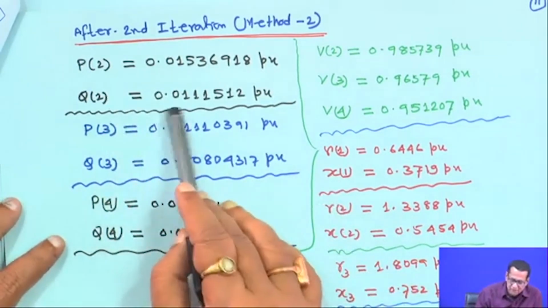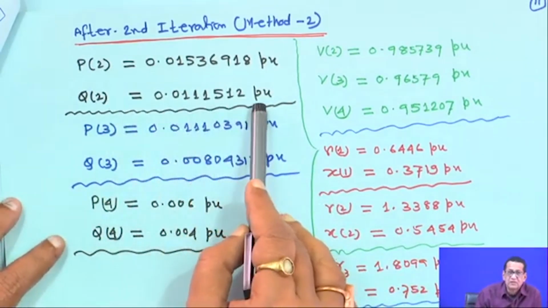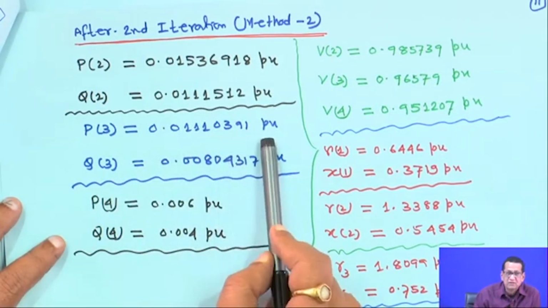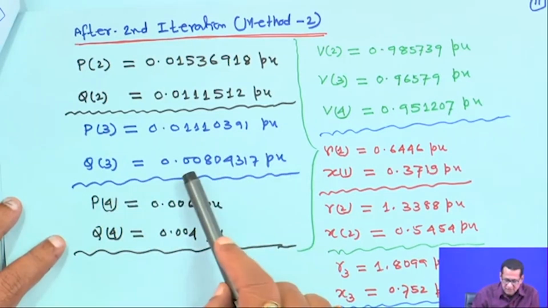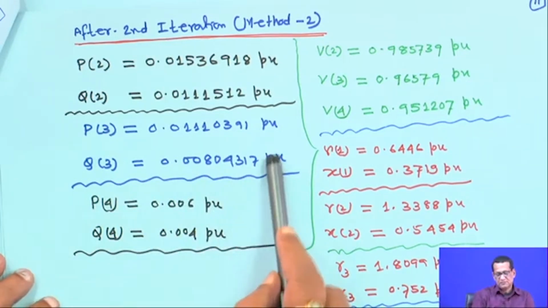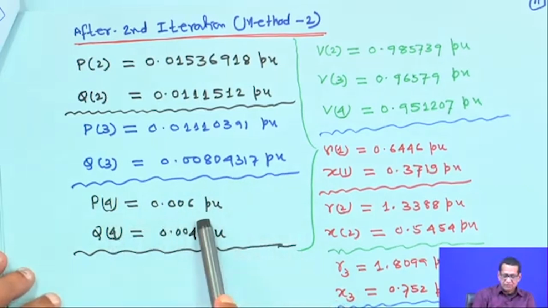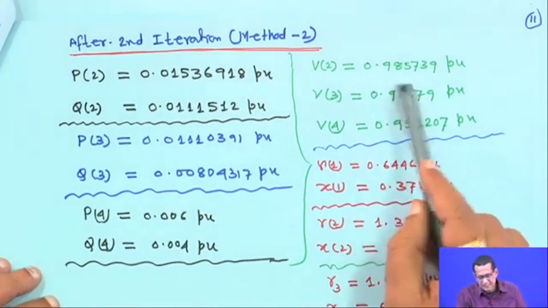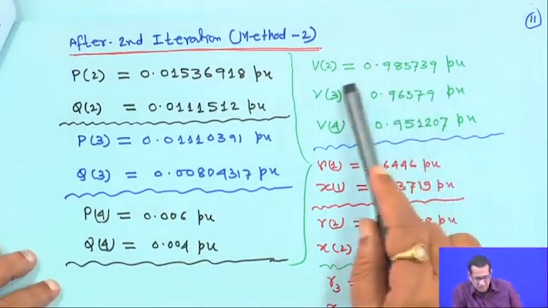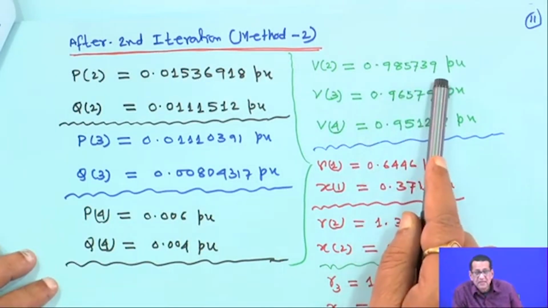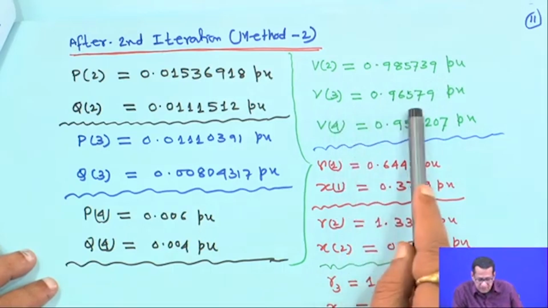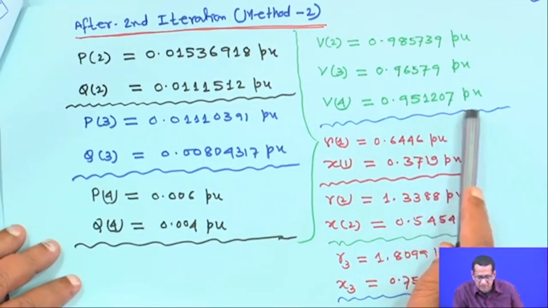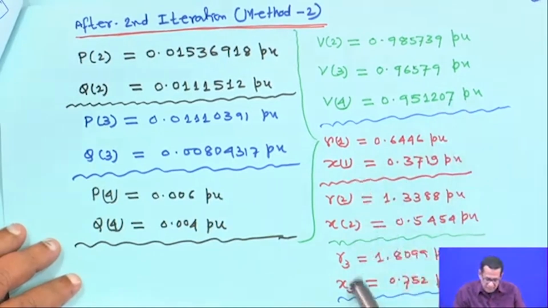Similarly, Q2 is equal to 0.01111512 per unit, P3 is equal to 0.01110391 per unit, and Q3 is equal to 0.00804317 per unit. Similarly, P4 is 0.006, Q4 is 0.004. These data are available. After the second iteration, these are the voltage magnitudes: V2 was 0.985739 per unit, V3 was 0.96579 per unit, and V4 was 0.951207 per unit.